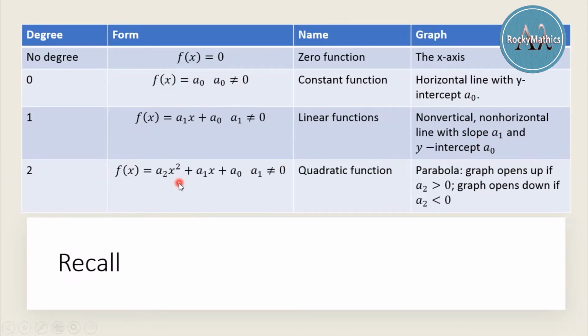How about this one? f of x is equal to a sub 2 x squared plus a sub 1 x plus a sub 0, where a sub 2 is not equal to 0. Okay? This is an example of a quadratic function. And since the highest power of the variable is 2, therefore the degree is 2. The graph is a parabola, opens up if a sub 2 is greater than 0 or is positive, and the graph opens down if a sub 2 is less than 0 or negative.